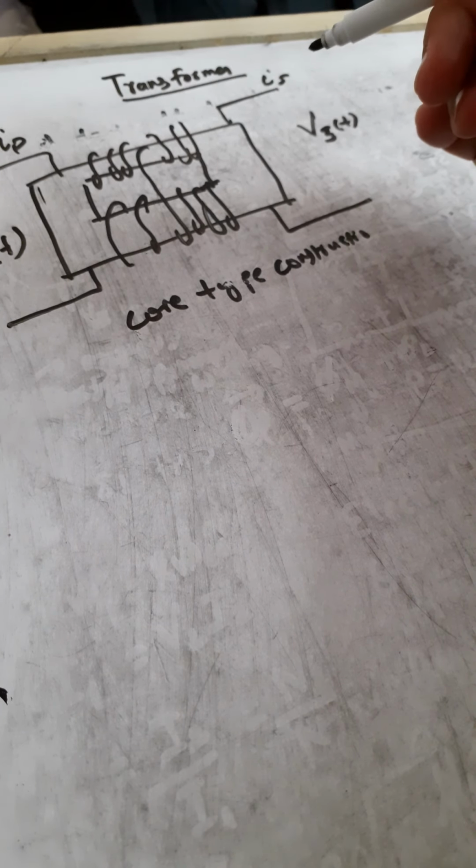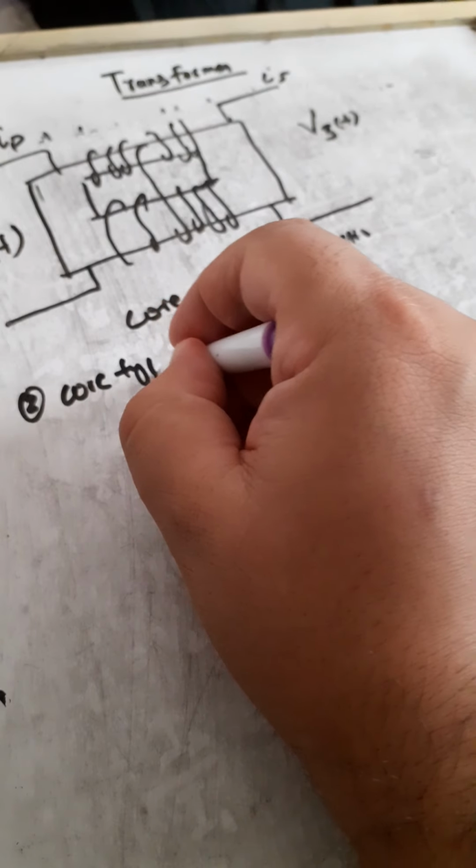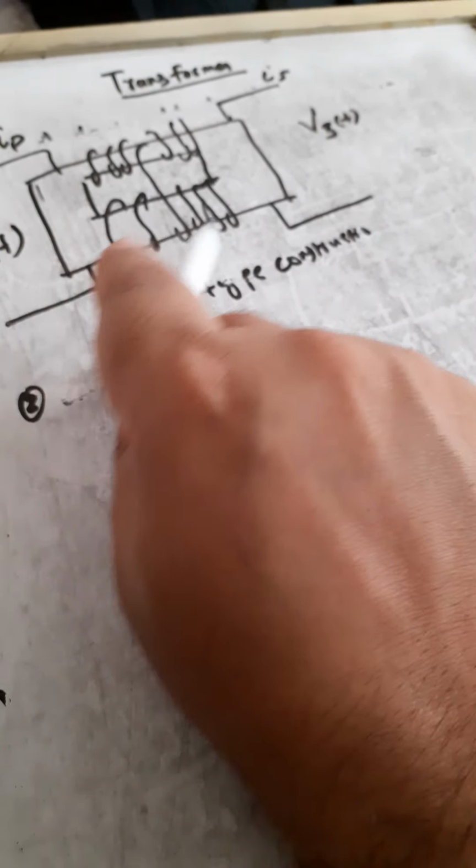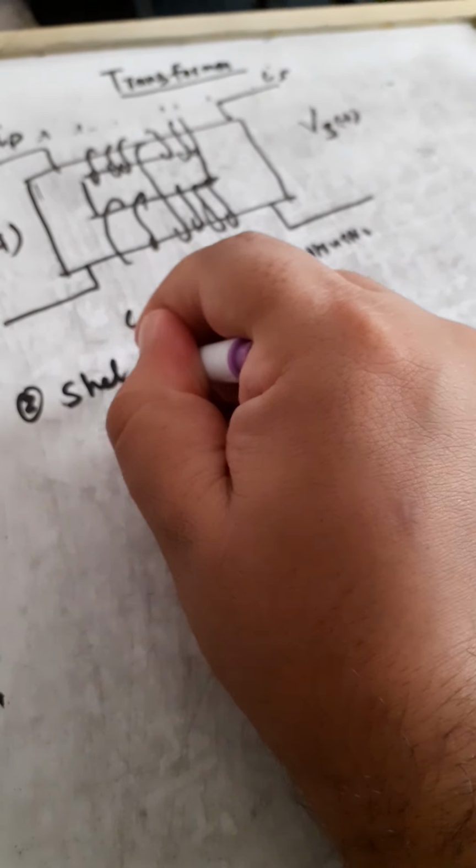One important thing is that the core type of construction consists of a simple rectangular laminated piece of steel with transformer windings wrapped around two sides of the rectangle. The other type, the shell type, consists of a laminated core with windings wrapped around the central leg.